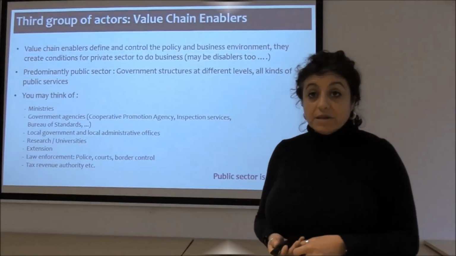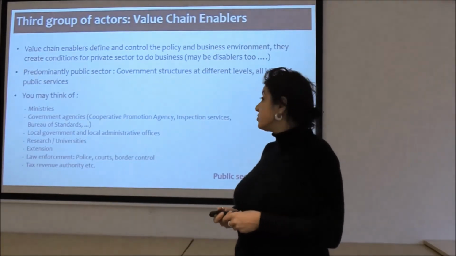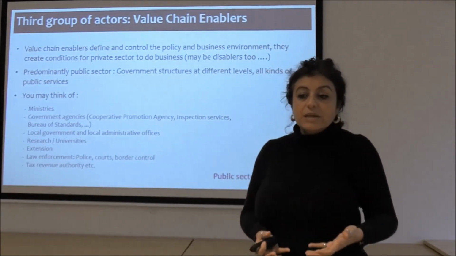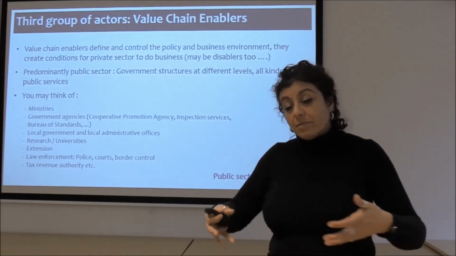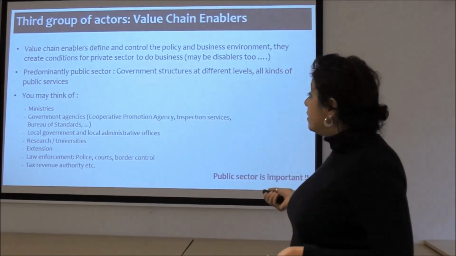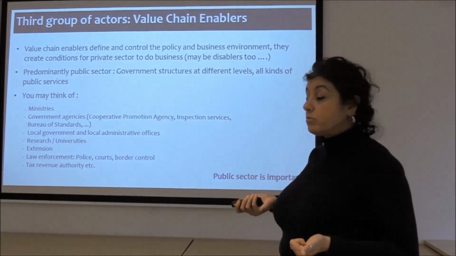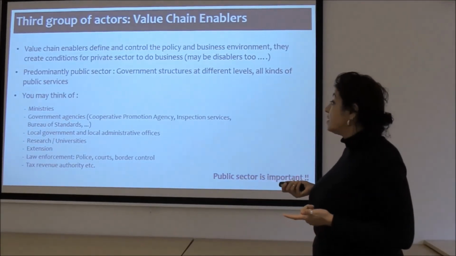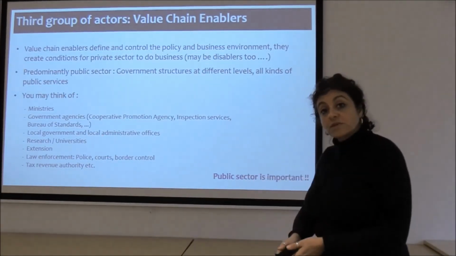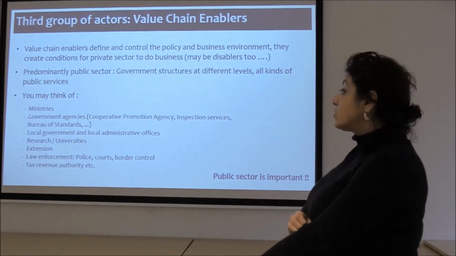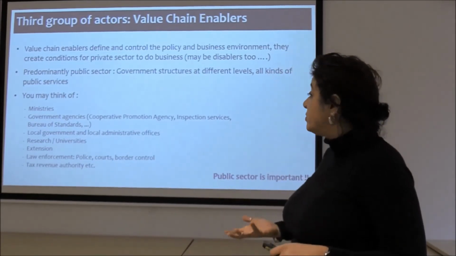We talked about the enablers while talking about the extension services that might be provided by the government. The enablers, from the name it comes already, are all the institutions that enable the agribusiness market system to function. For that you can think of ministries, government agencies, like the Cooperative Promotion Agency, inspection services, the Bureau of Standards that make sure that the cultivation and agriculture is done within the norms established by the country. Local government and local administrative offices monitor that the rules and regulations are implemented well.